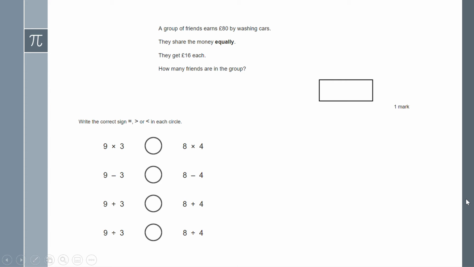An example of this question is a group of friends earns £80 by washing cars. They share the money equally. Notice how the word equally is in bold. They get £16 each. How many friends are in the group? So it's really tapping into their understanding behind there. You can see down here, adding in the greater than, equal or less than signs. They have to have that understanding of their times tables.